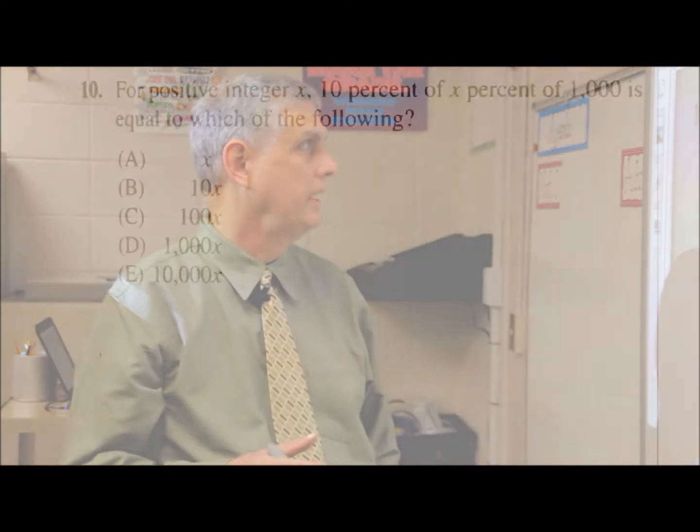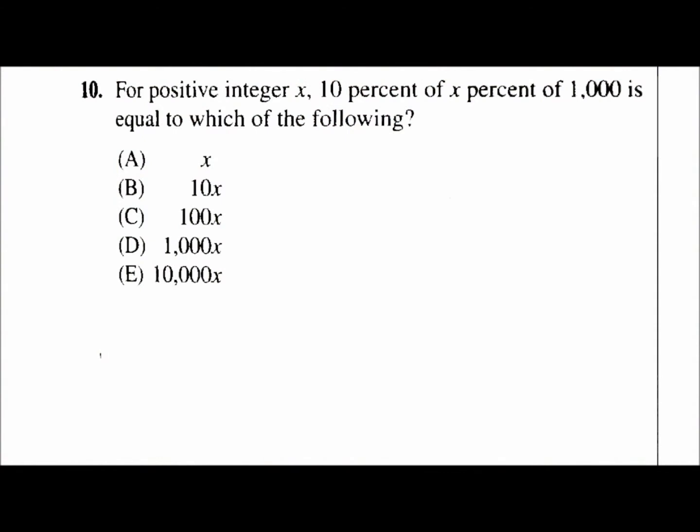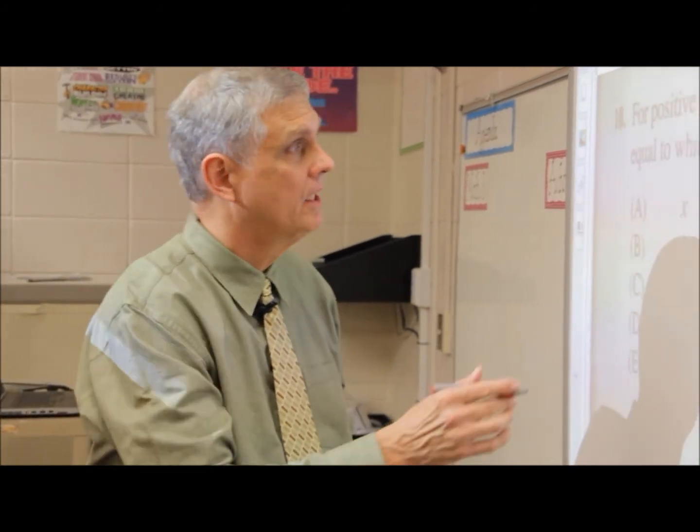And the twist they put here, they first say for positive integer x, and you're thinking, okay, positive integers. What are they talking about here? 10% of x percent of 1,000 is equal to which of the following? So here you not only have this positive integer thing going on, they're asking you a percent of a percent. So let's break it down and see, we'll untwist it, in other words, okay?